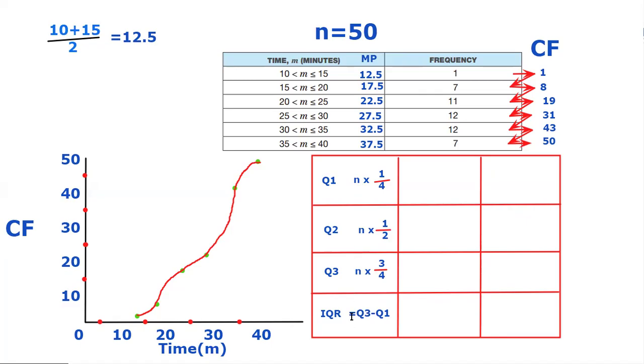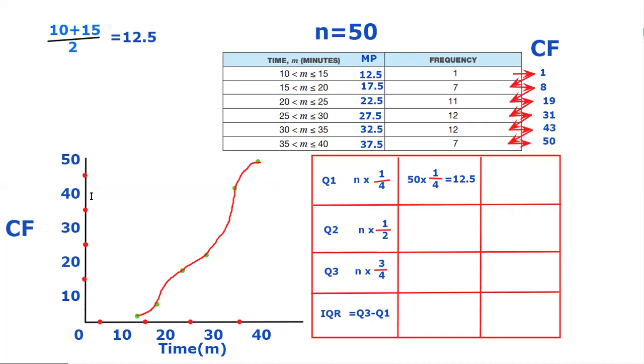Now, let's start with the first ones here. We have the Q1, so n times 1 over 4. This means 50, which is n, times 1 over 4. This will give me the order of the first one, or the Q1. 50 times 1 over 4 equals what? So here, 50 times 1 over 4 will give me 12.5. Now, is this the Q1? No, it's not. This is the order of the Q1, or the place of the Q1.